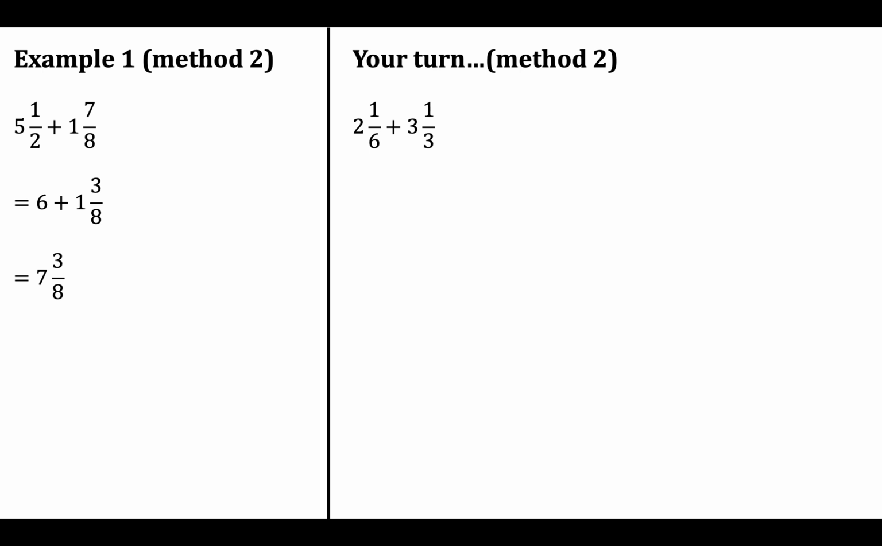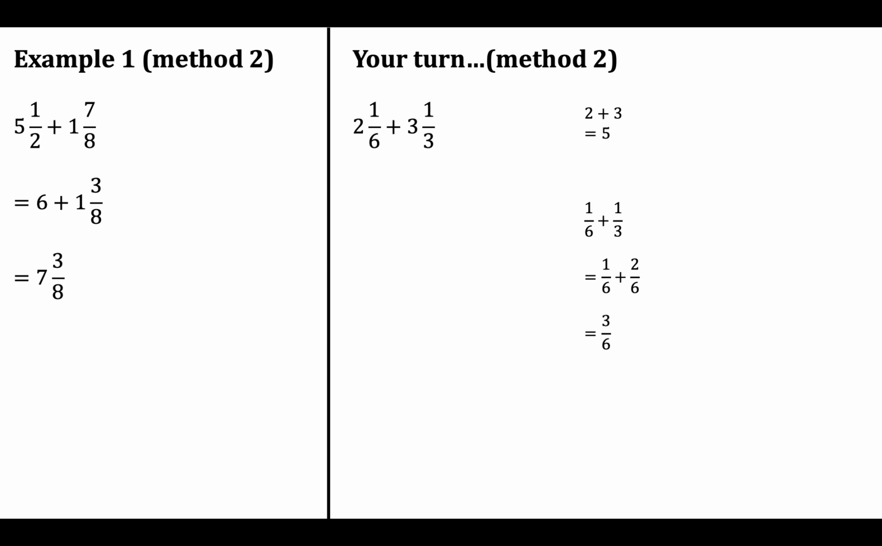Okay, so hopefully you got on well with that one. Looking at our whole numbers first, 2 plus 3 gives us 5. We've got 1/6 plus 1/3, and we need those to have common denominators. So we can express 1/3 as 2/6.